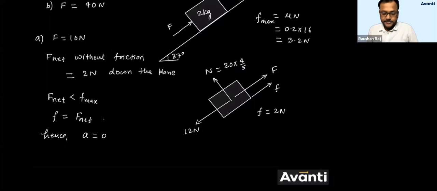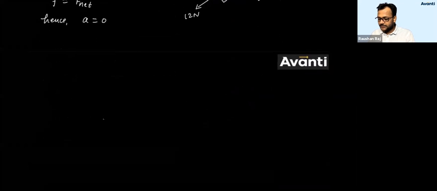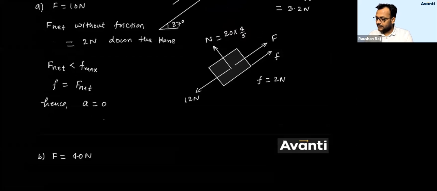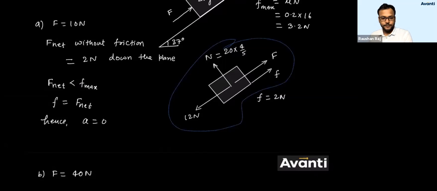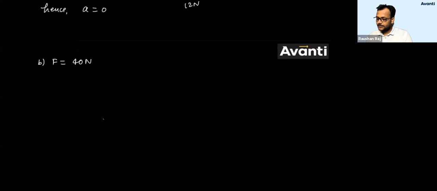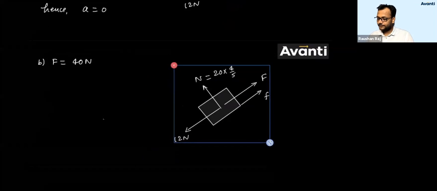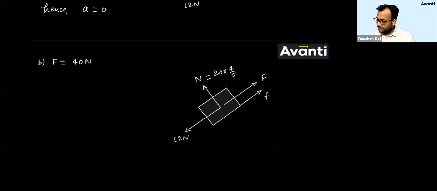Let's talk about the next case. So what is the next case? In the next case, F is equal to 40 Newton force. Let me draw the same diagram again. Copy it, paste it here. Don't draw friction yet. You don't have to draw friction right now.